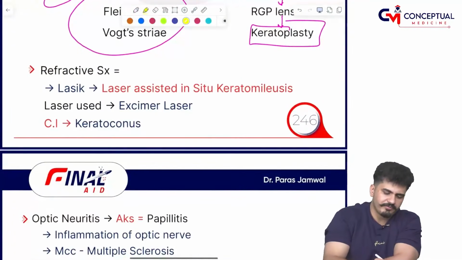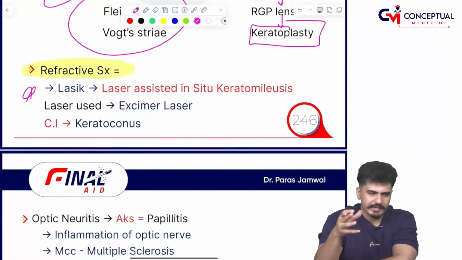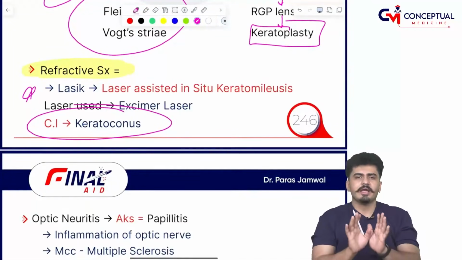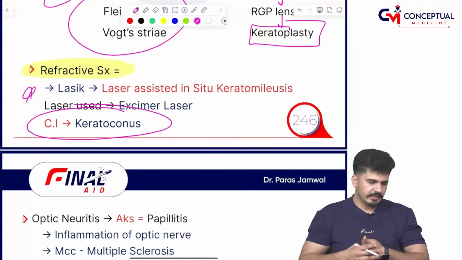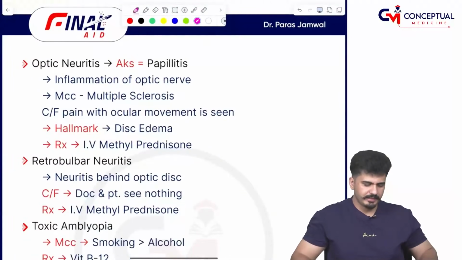Now let's talk about refractive surgery, sir. In refractive surgery, LASIK we can do for refractive errors, but there is a contraindication, that is keratoconus. If keratoconus is there, LASIK is contraindicated.